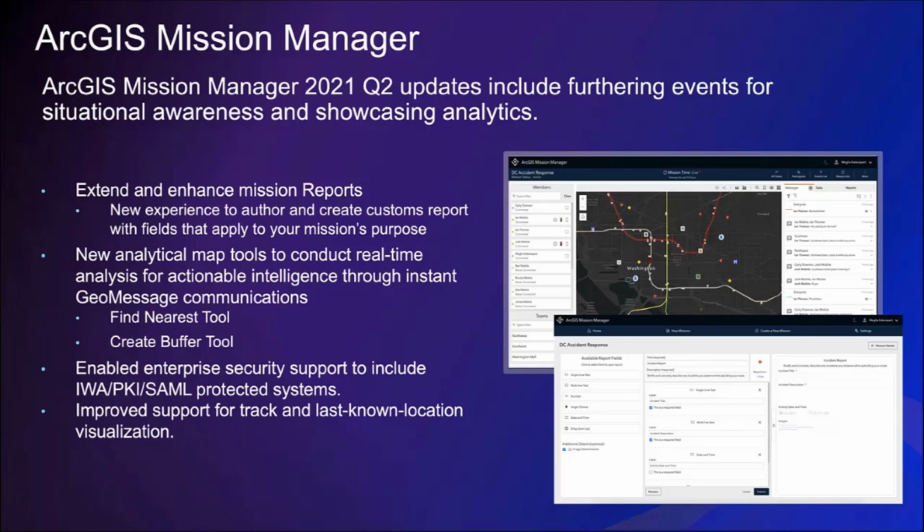Mission Manager users also have access to new analytical tools to conduct real-time analysis for actionable intelligence through instant geomessage communications with the Find Nearest tool and the Buffer tool. Mission Manager now also supports web tier authentication. This allows users to log into a secure configured portal including IWA, PKI, and SAML environments. There is also an improved support for last known location and tracking for responder users in the Manager app.